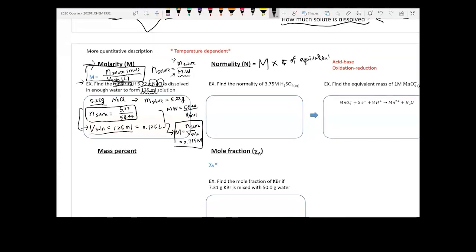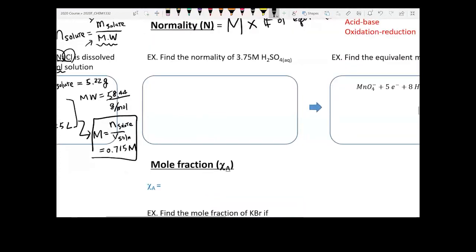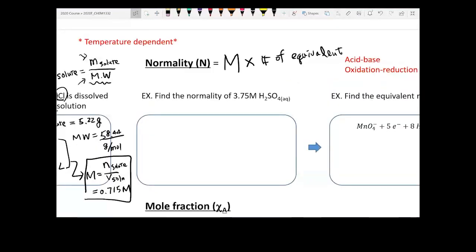Okay, let me zoom in on this one a little bit so I have more space to write. Okay, so what is number of equivalents? This is typically relevant to two types of solution. One is the so-called acid-base solution. The other one is the oxidation-reduction solution.